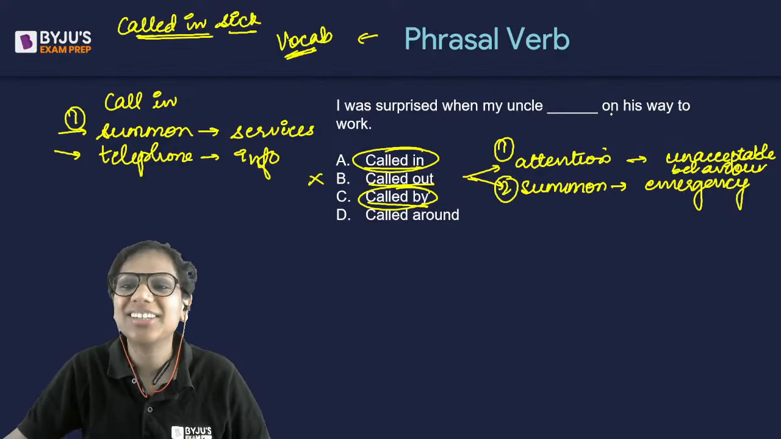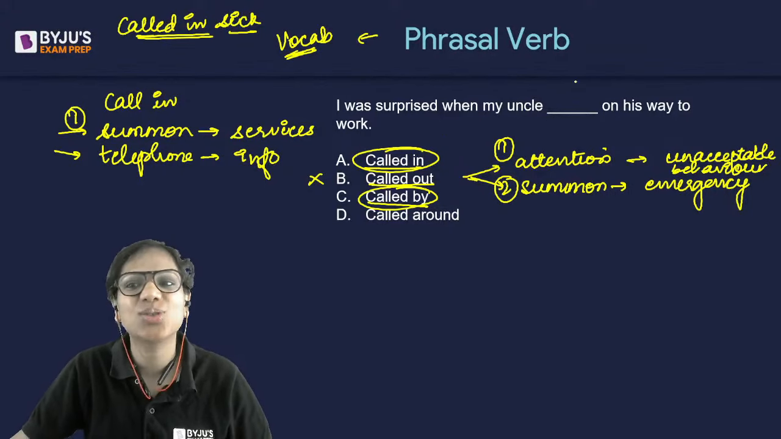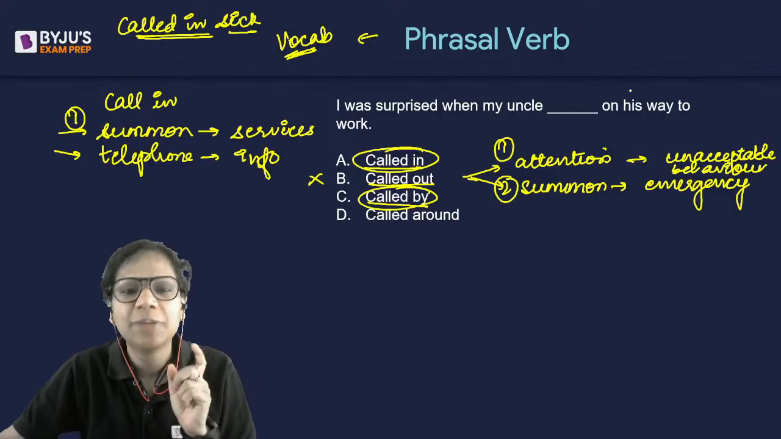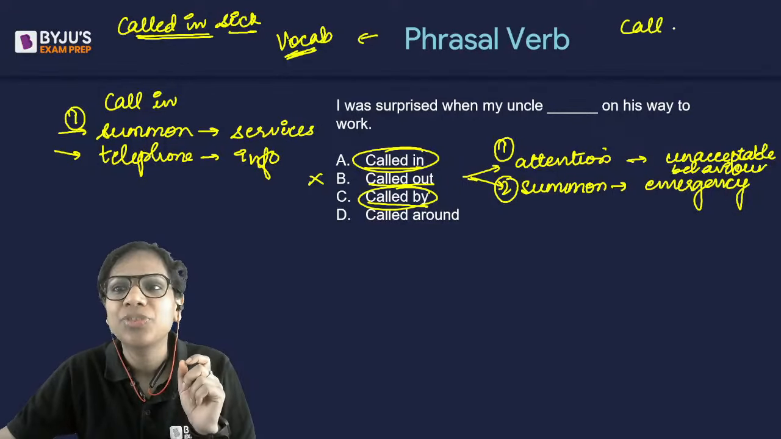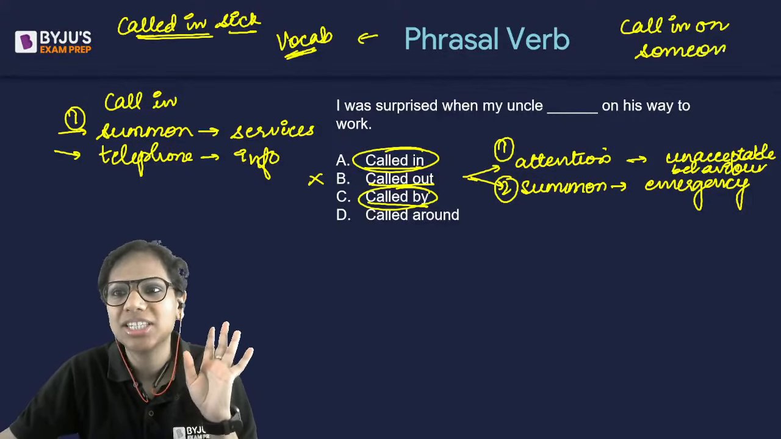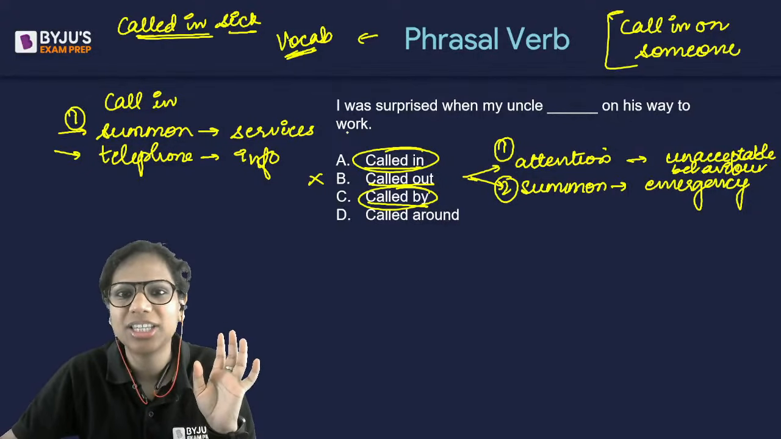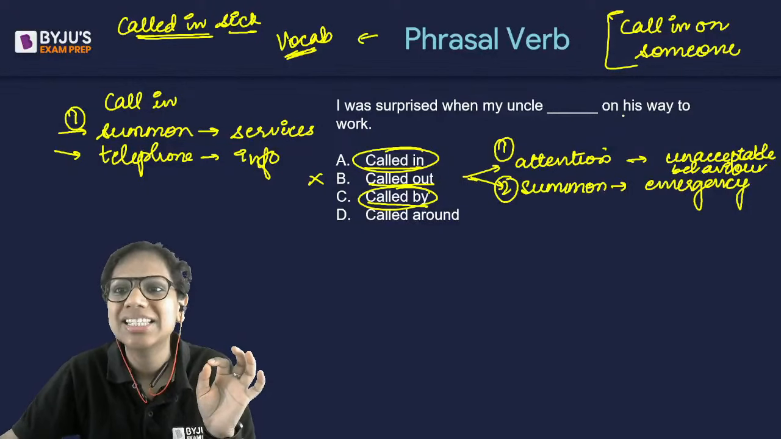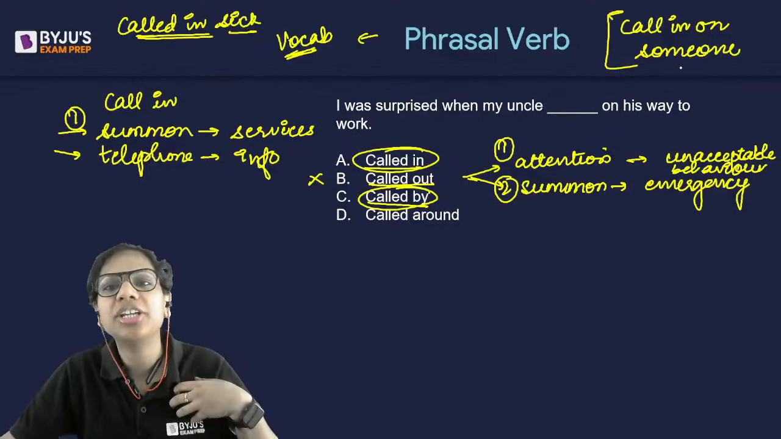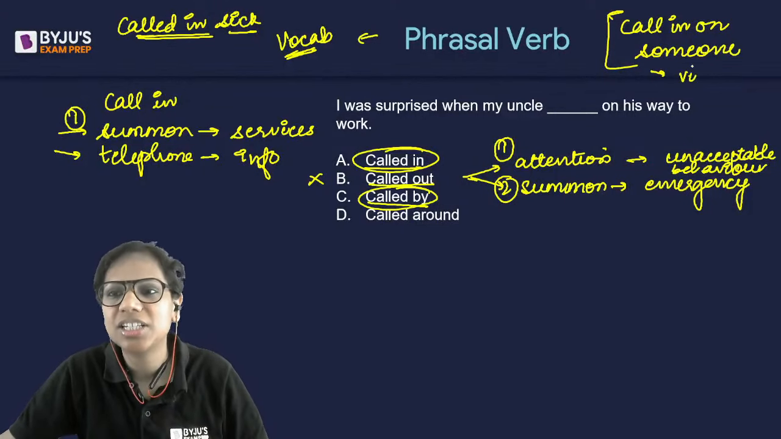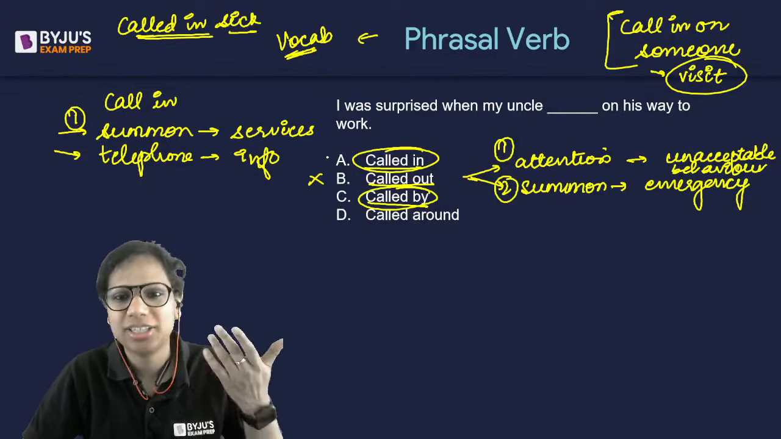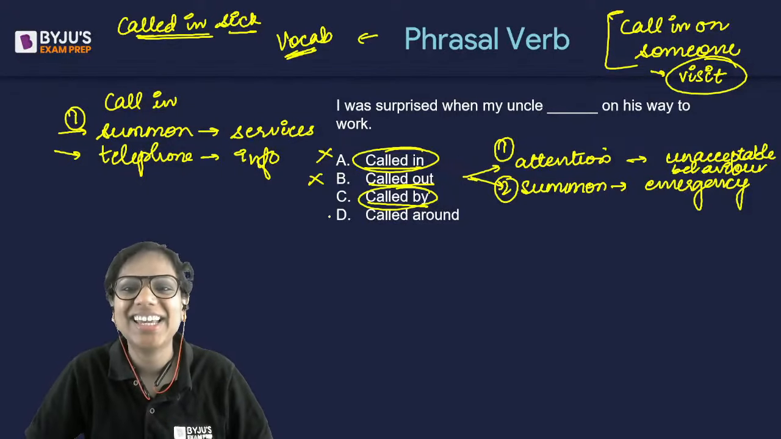So call in here does not fit because this person just made a brief visit. Call in on someone is to visit them. That usage is correct, but this sentence is not that kind of a sentence. So for instance, he called in on me. That means he visited me. Then it would be fine. So this also gets eliminated, right?